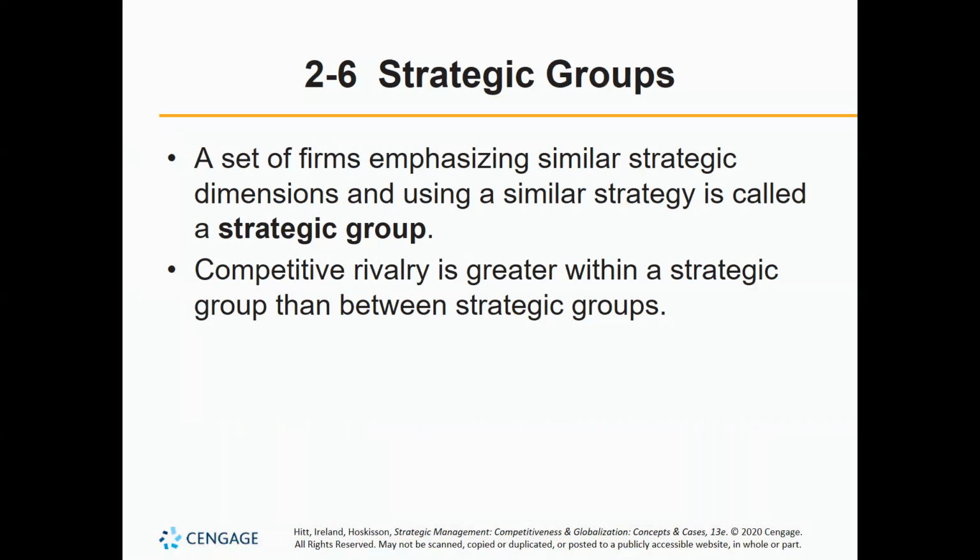group. In airlines, we might take United, American, and Delta and put them into one strategic group because they are very similar in much of what they do. And then we might look at Allegiant and Spirit and Frontier as the budget model, a group of firms that are emphasizing similar strategies and trying to compete using similar dimensions.